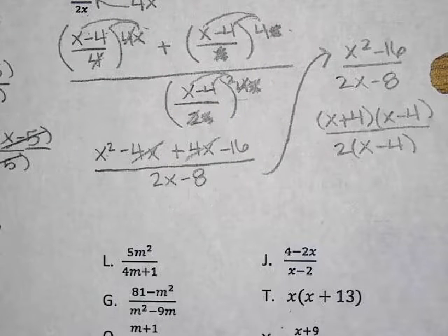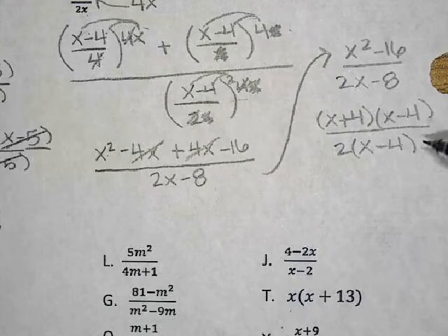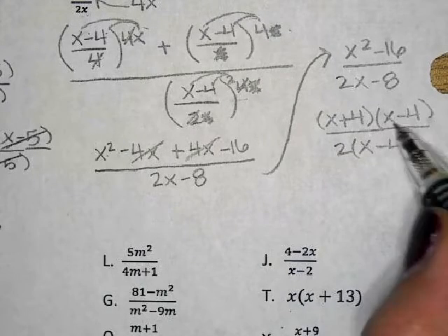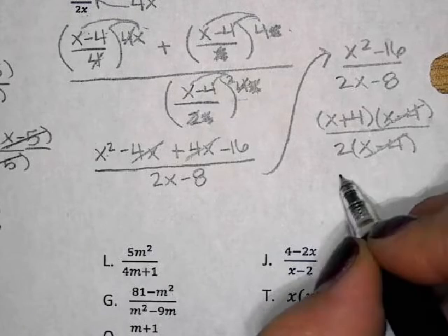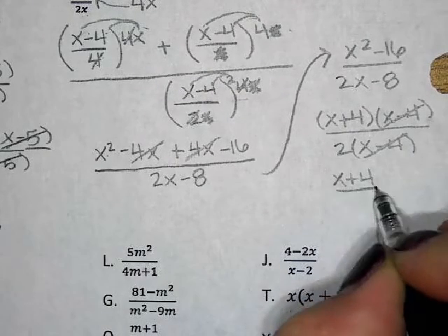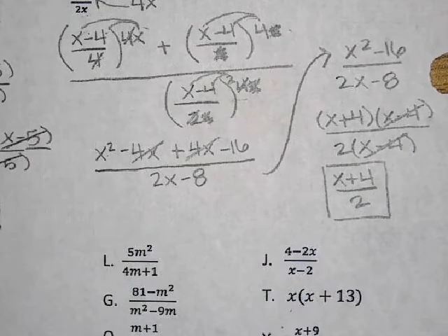Was everybody comfortable at this step? We saw the difference of squares. We saw the GCF. We can see those parts, okay? And then we got x minus 4, those go away. X plus 4 over 2. Done. So what answer choice is that? N.